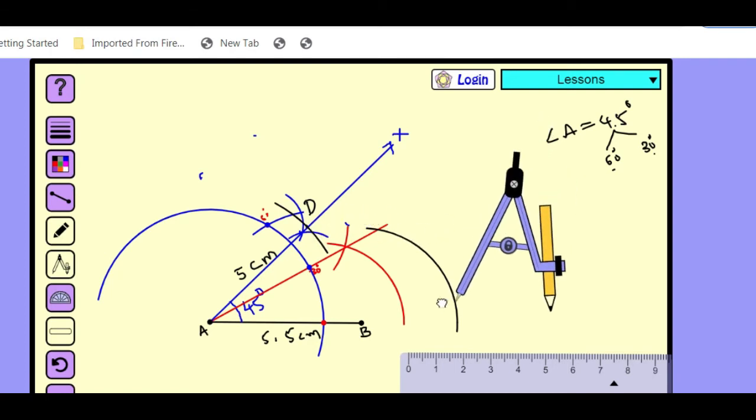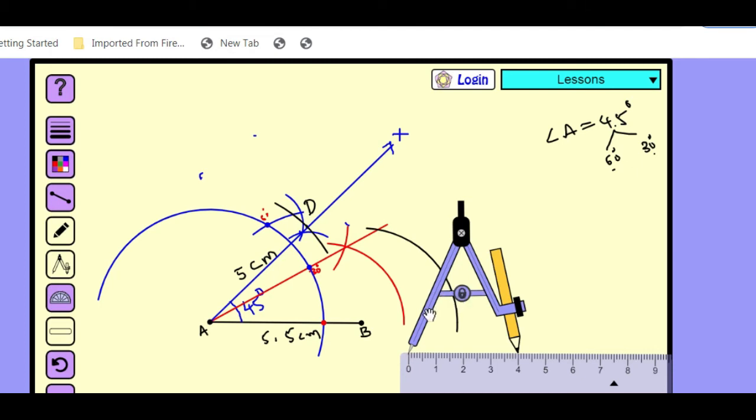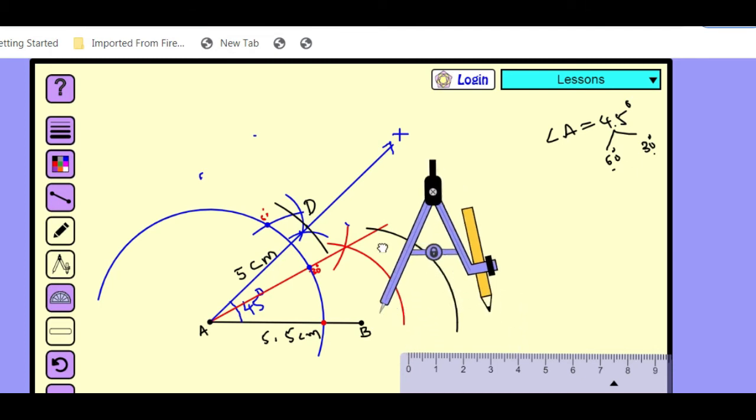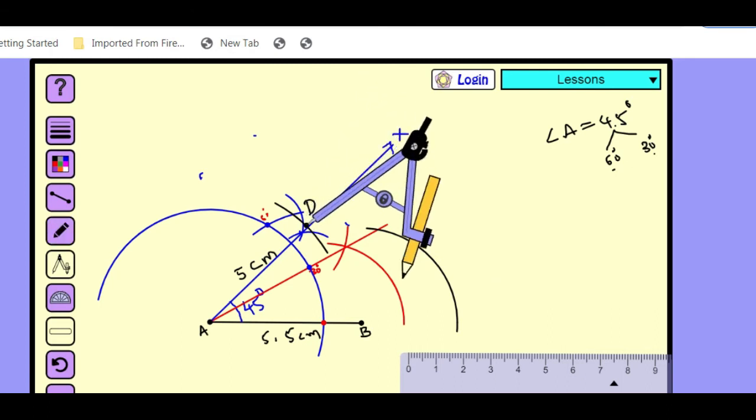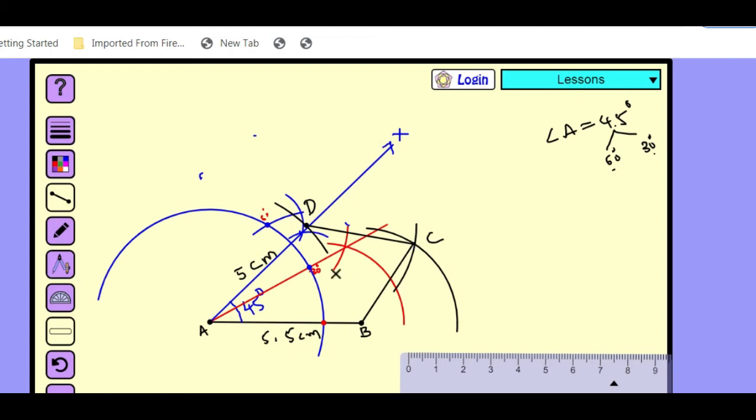Now take the compass length as 4 centimeters. Now this is the compass length 4 centimeters. Now with the center D, draw an arc which cuts the previous arc at point C. Now here we got the point C. Now join D to C and B to C to complete the quadrilateral ABCD. The length DC we have 4 centimeters and BC 3.5 centimeters. It is the required quadrilateral.